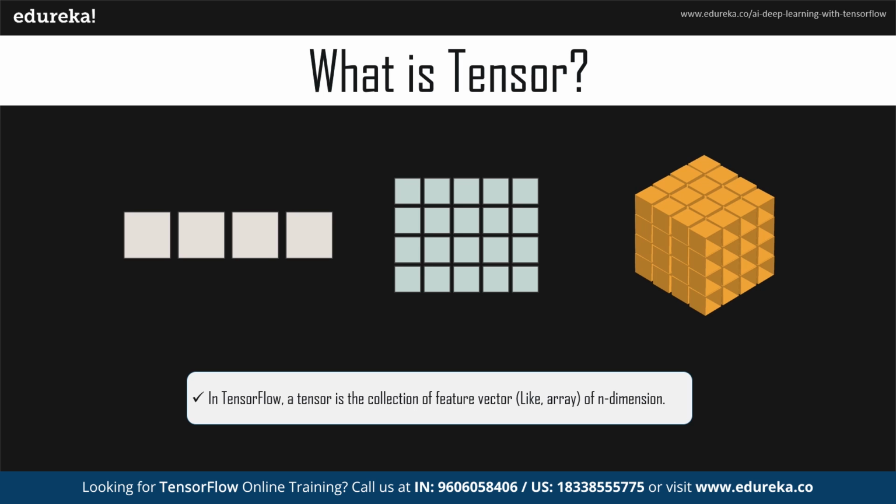And honestly speaking, TensorFlow makes use of this shape. Even if the value is a scalar, that is, if you have a value like 22, it is also represented as a 1 cross 1 array. No matter whether it is a single dimension array or an n-dimension array, everything over here is referred to as a tensor.